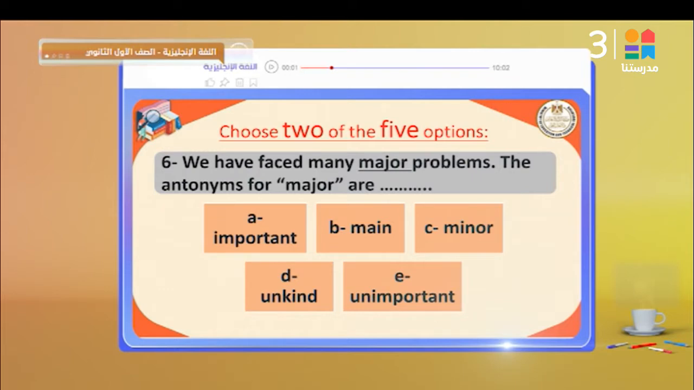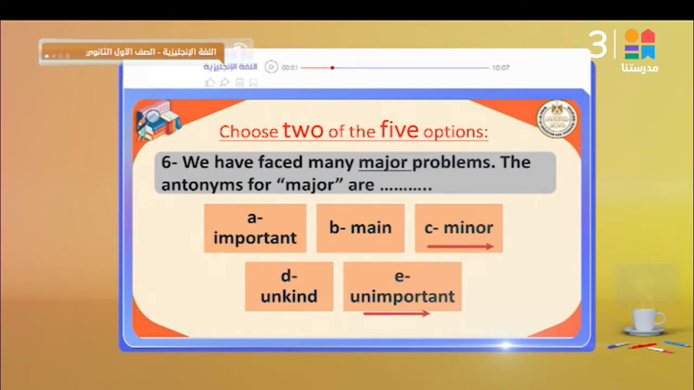Okay. Question number 6. We have faced many major problems. The antonyms for the word major. So what's a major problem? Major problem means a great problem, a very important problem. So what is the antonym? Here we want the antonym, which means the opposite. So the opposite is minor or unimportant.